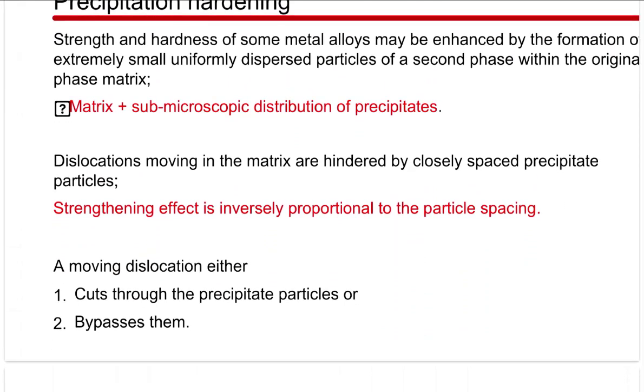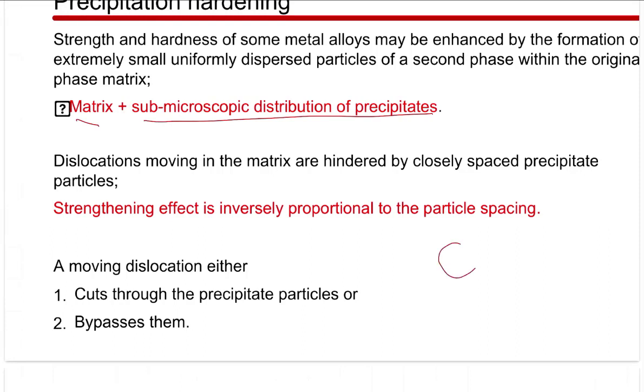Now the fourth one is precipitation hardening. Strength and hardness of a metal alloy may be enhanced by formation of extremely small, uniformly dispersed particles, which are called precipitates, in a second phase. So one is the matrix, with a submicroscopic distribution of precipitates. These precipitates also hinder the motion of dislocation.